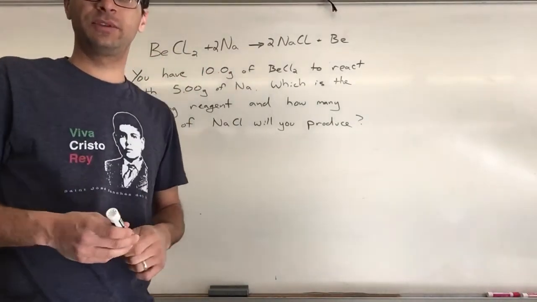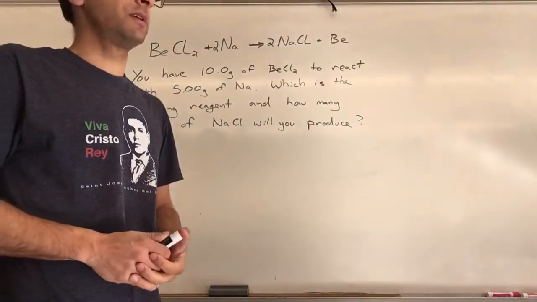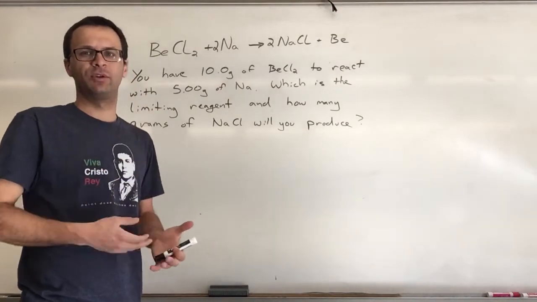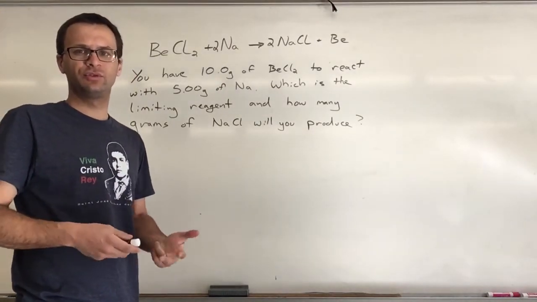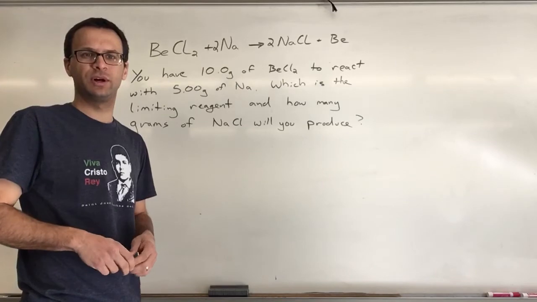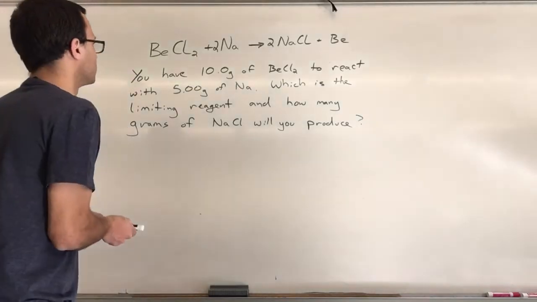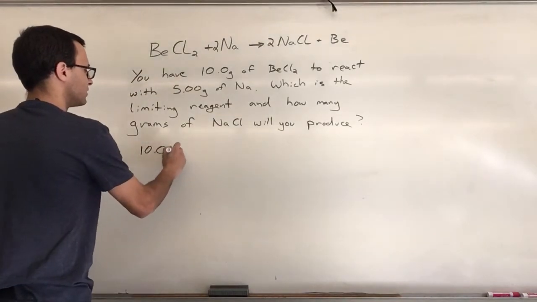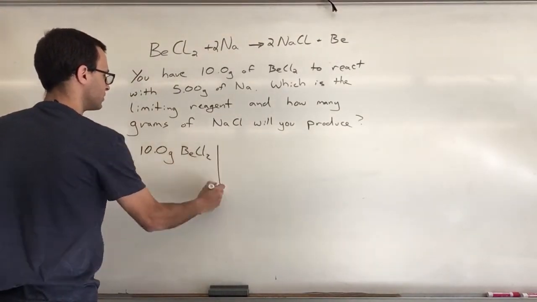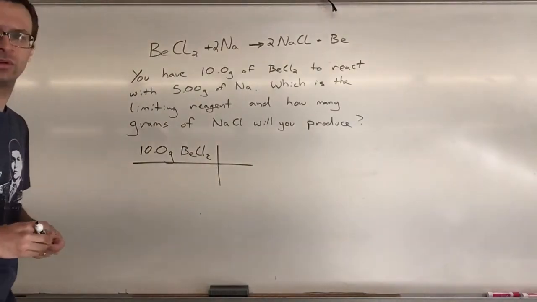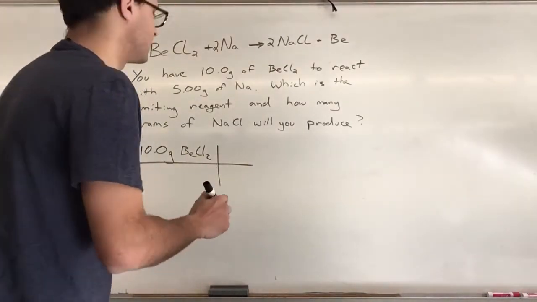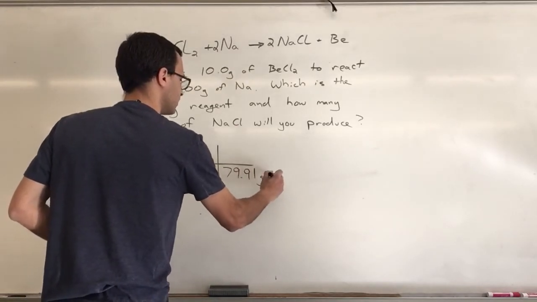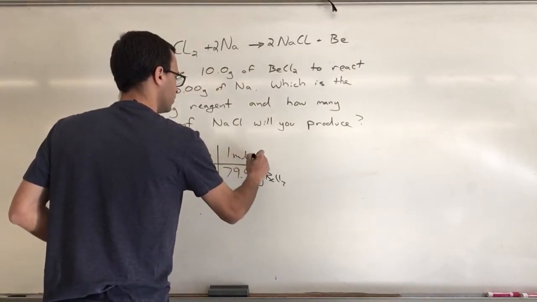And these problems follow the exact same trajectory as a stoichiometry problem. Into moles, switch out of moles. The only difference is you have to do 2 parallel problems and see which one ends up with less. So here we go. Let's start with the beryllium chloride. You start with 10 grams beryllium chloride, and you have to switch it into moles first. So beryllium chloride weighs 79.91 grams per 1 mole.